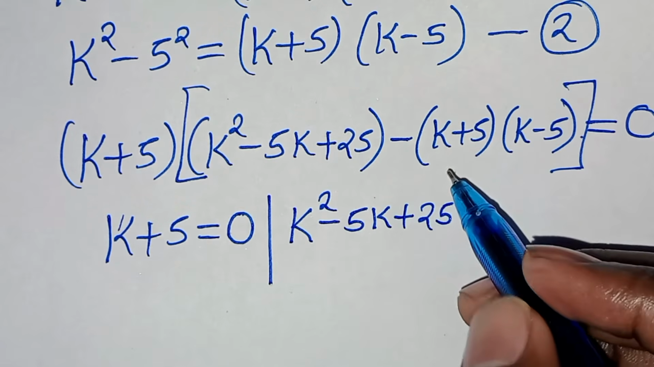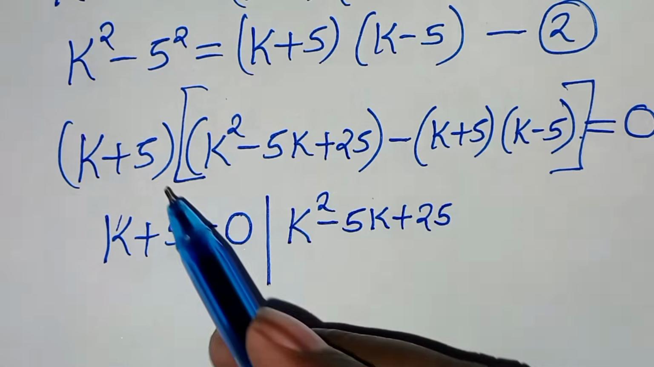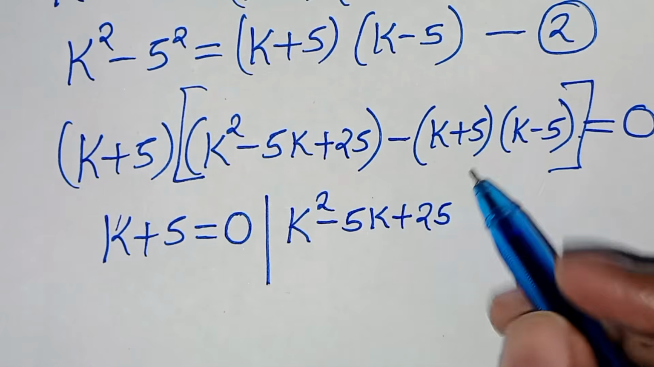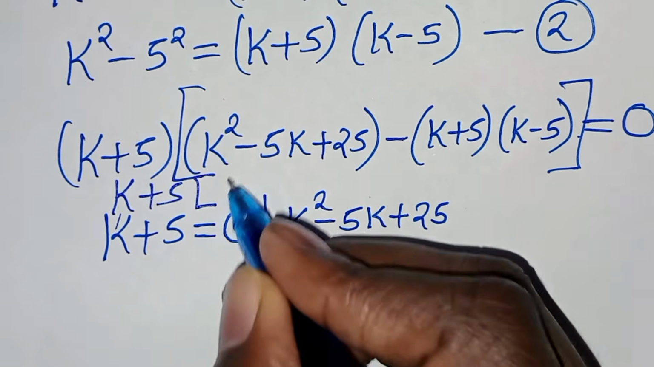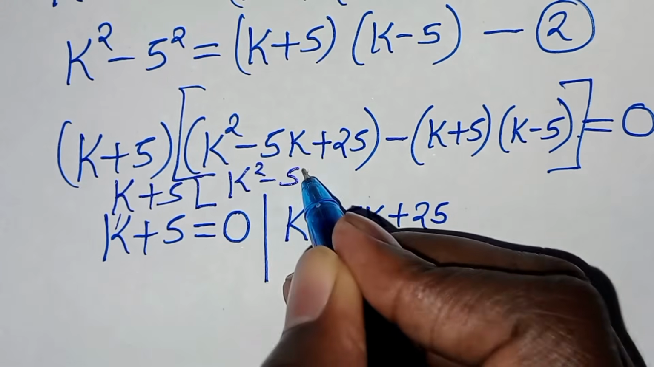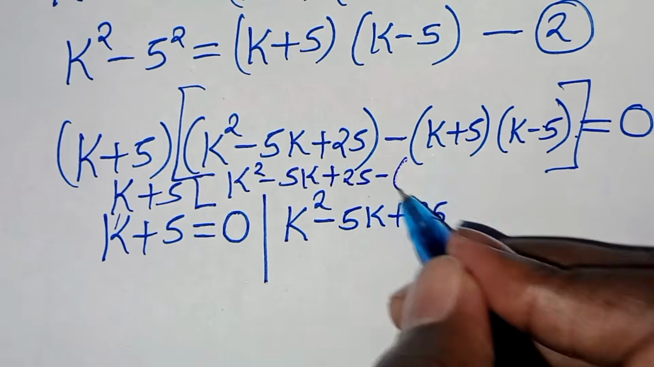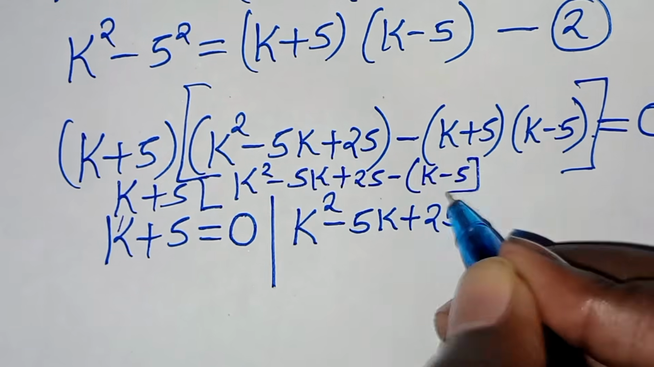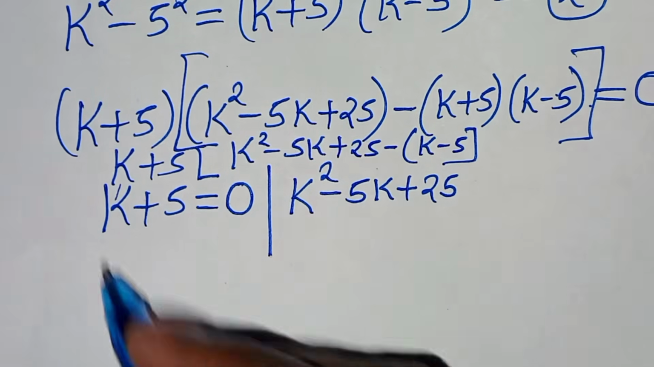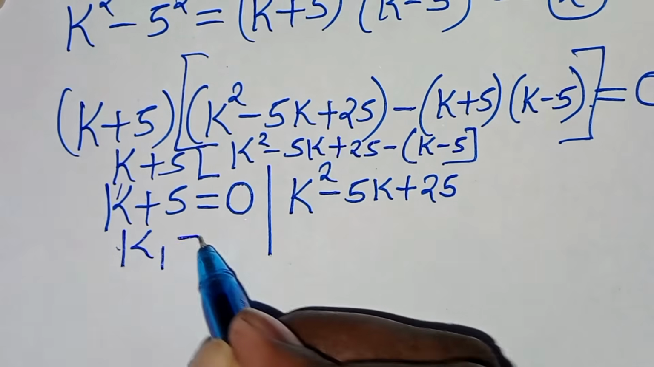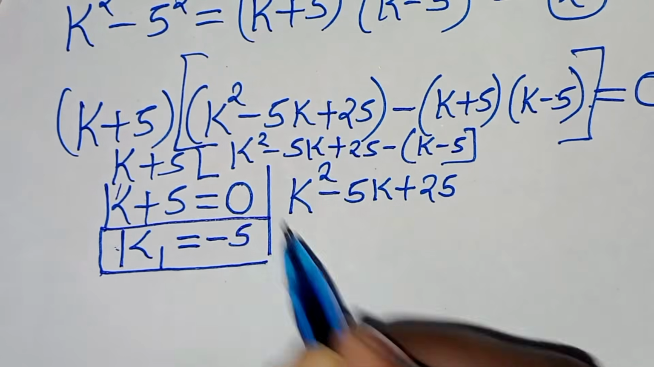minus, no, you find that here k plus 5 is common. So we factored out k plus 5. So that this is k squared minus 5k plus 25, subtract k minus 5. So that the first part is k plus 5, which is equal to 0. This implies that k1 is equal to minus 5. This is a real solution that we have.